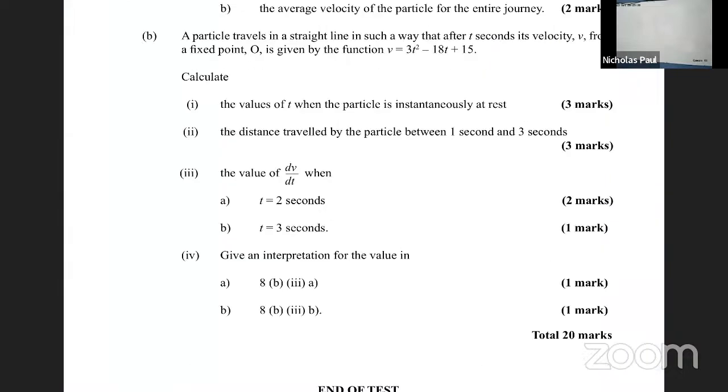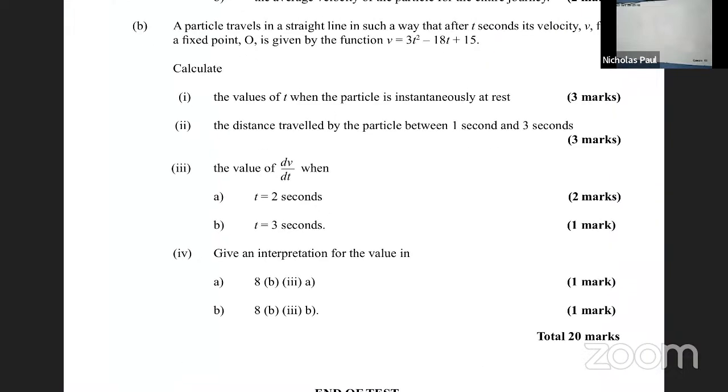Right, let's come back here. If you look here, they gave you an equation for velocity, and they want the times when it's at rest. So basically they want when v is 0. So you have to take 3t squared minus 18t plus 15 equal to 0 and solve it. And you will get what? t is 1 second and t is 5 seconds.